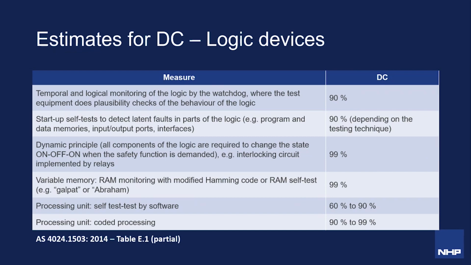This could also be done by coded processing, where the processing units are designed with special fault detection or fault correcting techniques, which can detect faults very early on. This could get us up to 99% DC as required, depending on the techniques used.